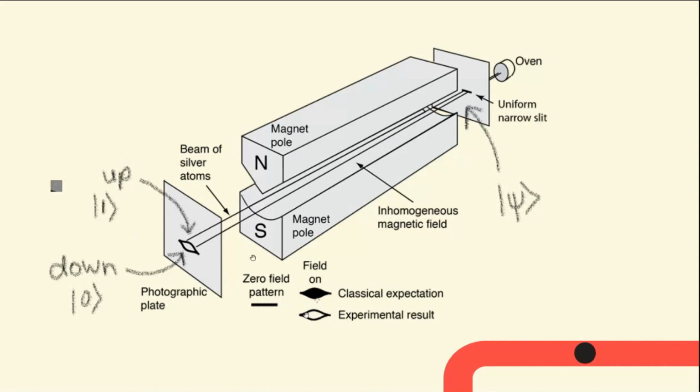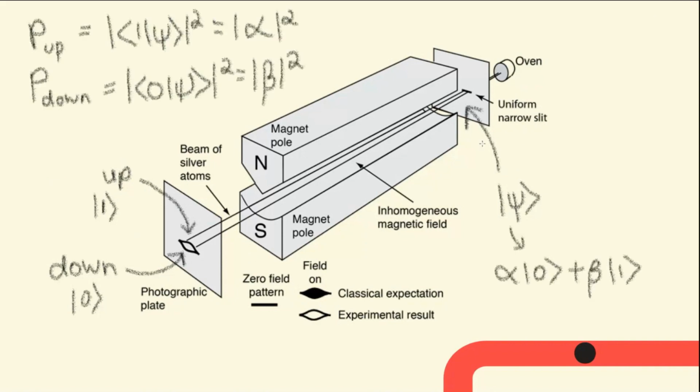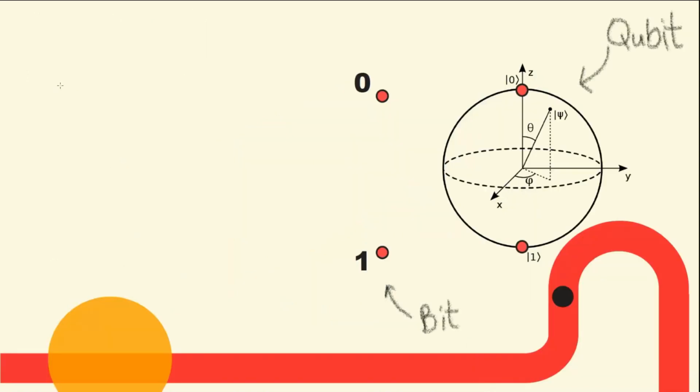We can label the particles that went up as up particles and the particles that went down as down particles. What went in is some unknown state, a superposition of having gone up or down. These alpha and beta factors correspond to the probability that you went up and the probability that you went down. That's really all you need to know to understand everything that's going to come in the rest of this presentation. So what can we do with this?